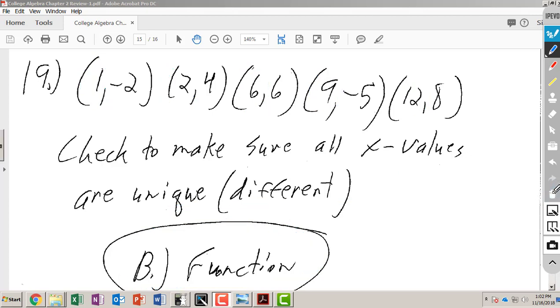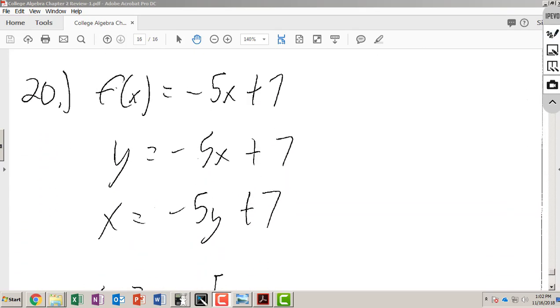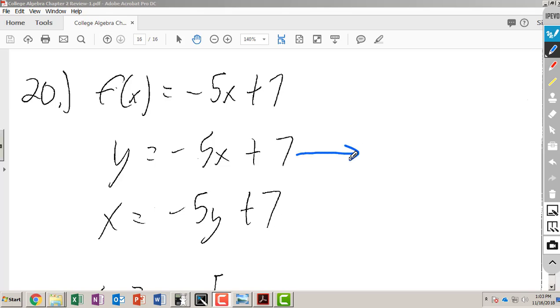Now on this last problem, number 20, it says that we need to find the inverse. To find an inverse, you're going to follow your rules for inverses, and literally switch your x and y variables. Notice step number 1 is you're going to change f of x to y. The reason why you do that is just for convenience. So you change that f of x to y.